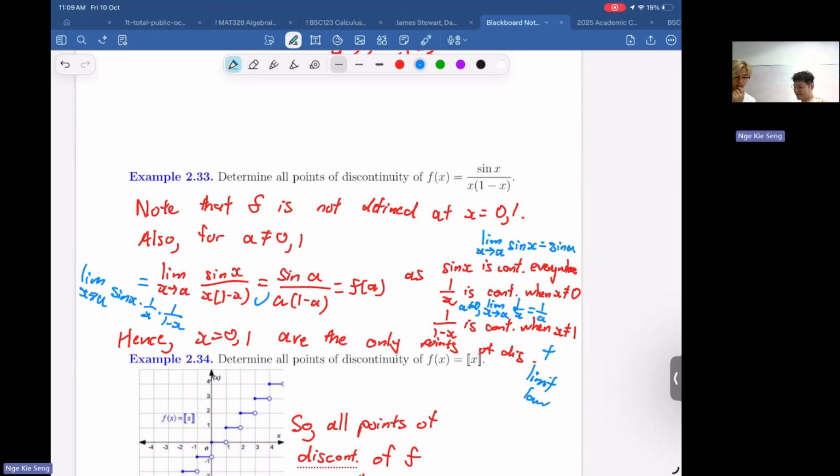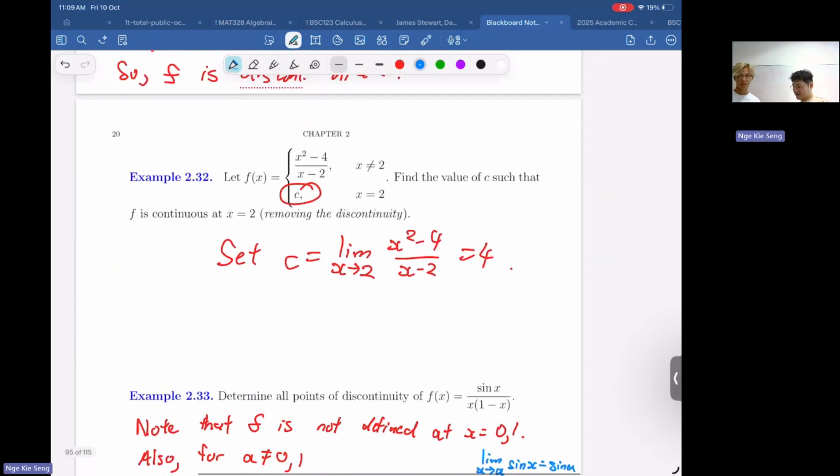Okay. So other than that, it's proof. There's no other point of view, no other point other than these two points. Everywhere else it's continuous. Yes. Oh, another question.